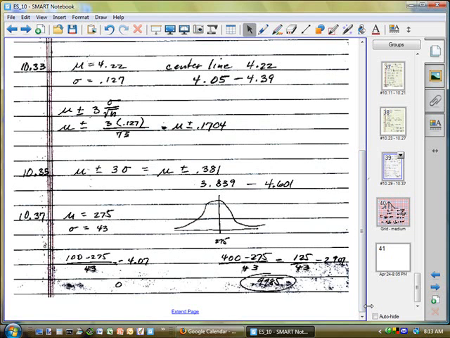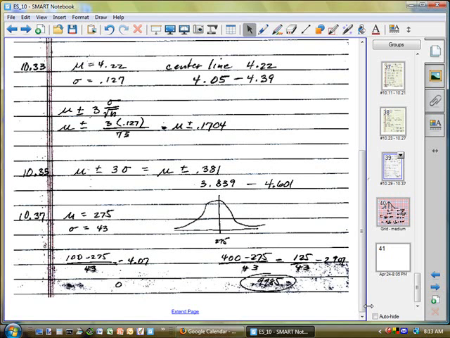Okay, looks like I did. So I took the first score of 100. I found the z-score, just x minus mu over sigma, and I got negative 4.07. Well, if you go on your chart, that's a goose egg.